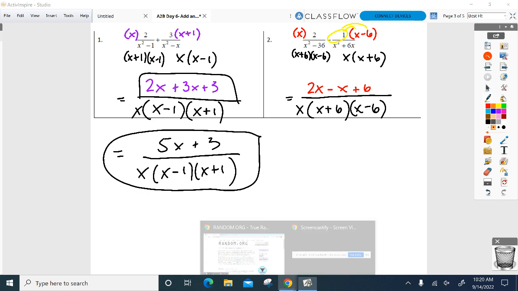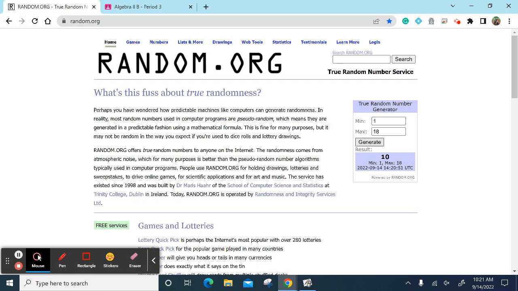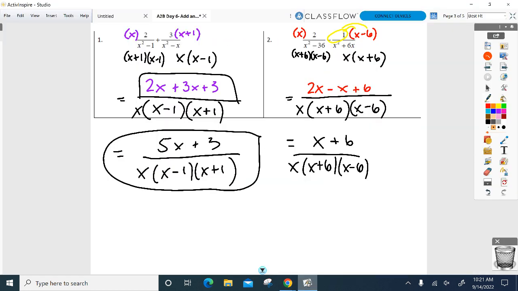All right, what's left on top? 3x plus 6. 3x? Yeah. 2x minus x? 1x. X plus 6. Yep, good. And I got my denominator. I'm still not going to box this in. Why not? It's not reduced. Why isn't this reduced? You can get rid of the x plus 6 on the top and the bottom. Correct. Got it. Good.